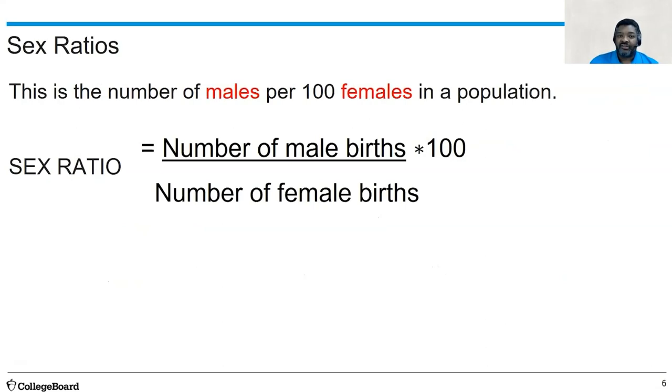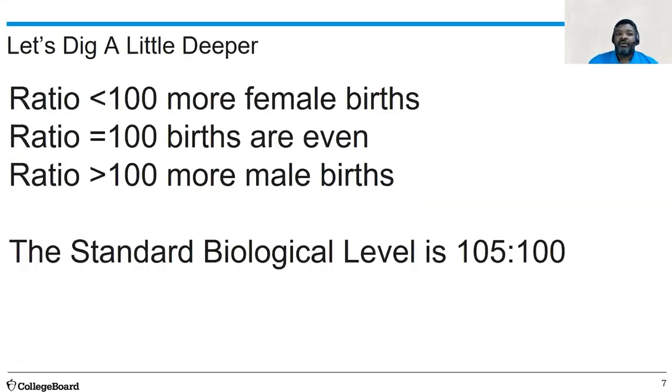How do we calculate sex ratios? You take the number of male births and divide it by the number of female births, and you take that number and multiply it times 100. As we dig a little deeper, if the ratio is a little less than 100, that indicates to us that there are more female births than there are male births.